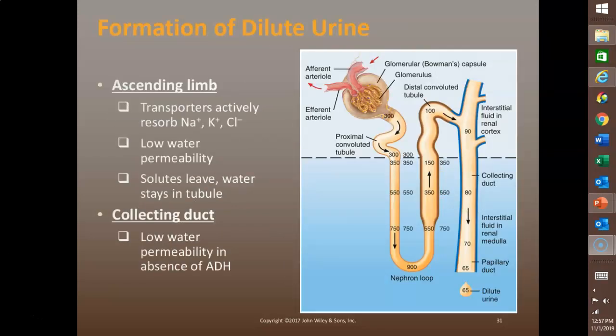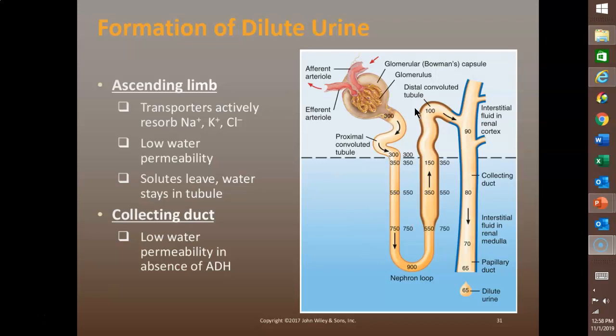So let's take a quick look at that. So we're filtering across the glomerulus. That filtrate, of course, is then going to pass through the proximal convoluted tubule, down the descending limb of the loop of Henle. Now remember, this part is very, very permeable to water. So lots and lots of water is leaking out of the tubule.